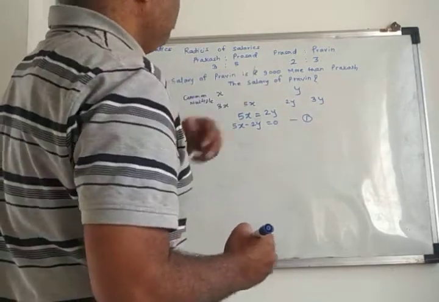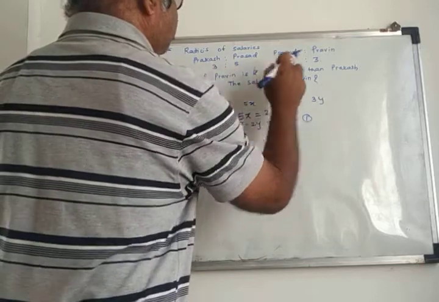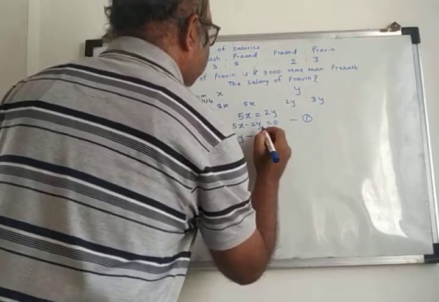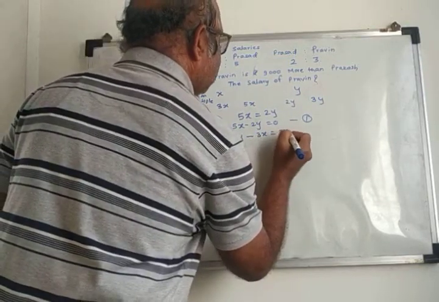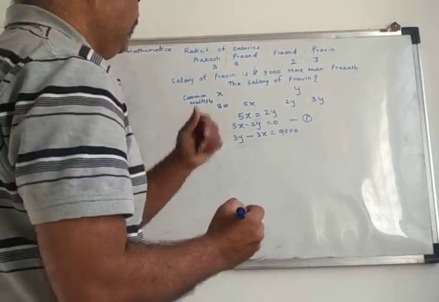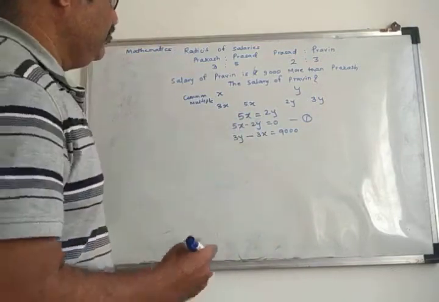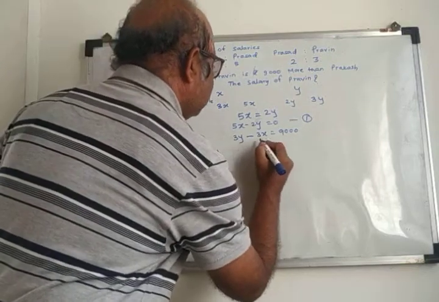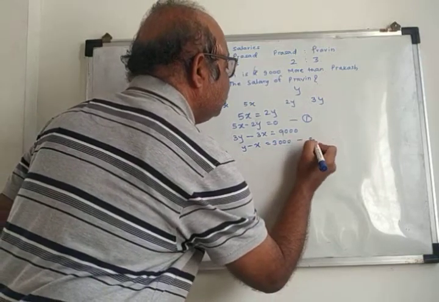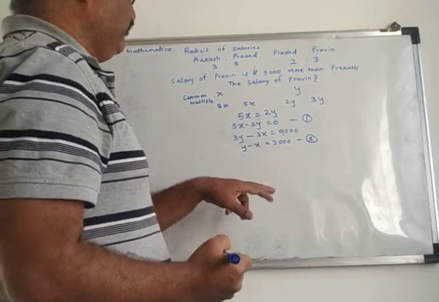Now with this statement, we can make one more statement about Praveen and Prakash. Praveen is 3y, and obviously his salary is more than Prakash's. Here 3y minus 3x is equal to rupees 9,000. You see that 3 is common in all of this, therefore we can divide by 3. I don't write this step because you know what we normally do. If we divide this by 3, then we get y minus x is equal to 3,000. This is equation 2.